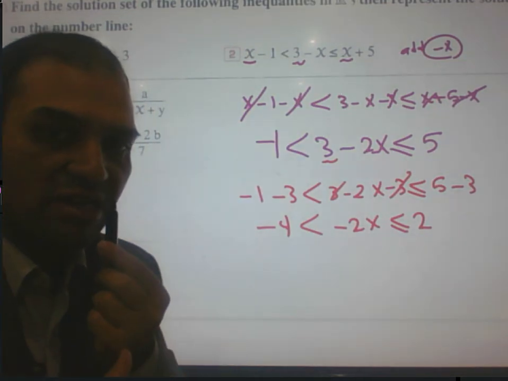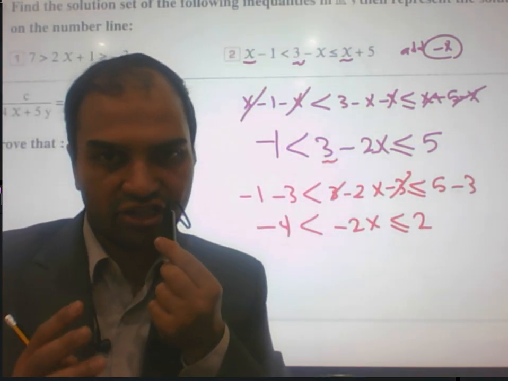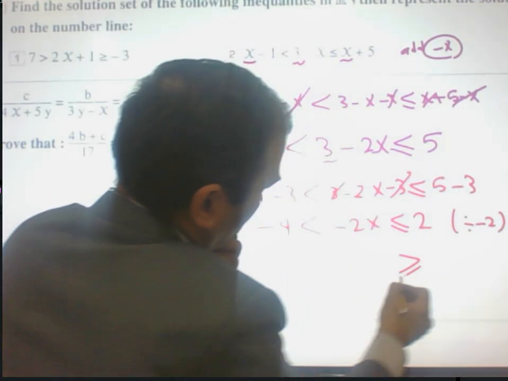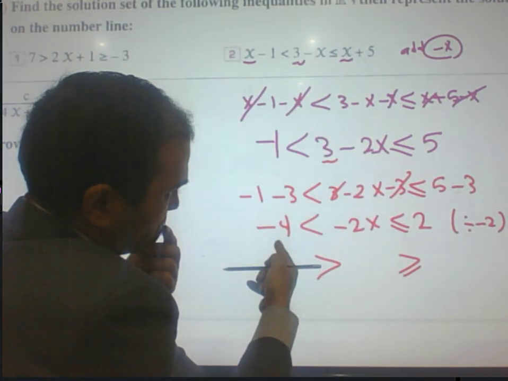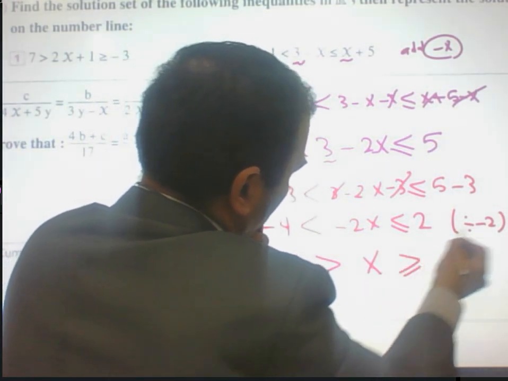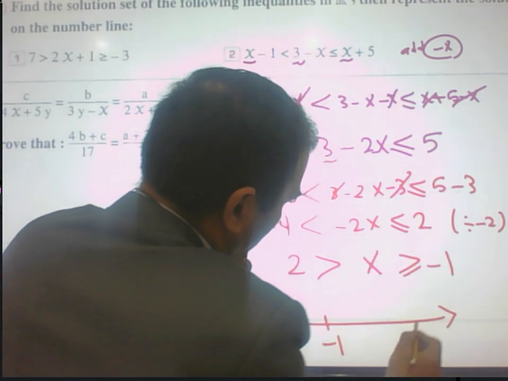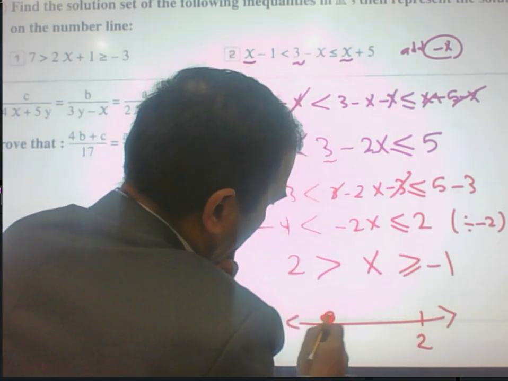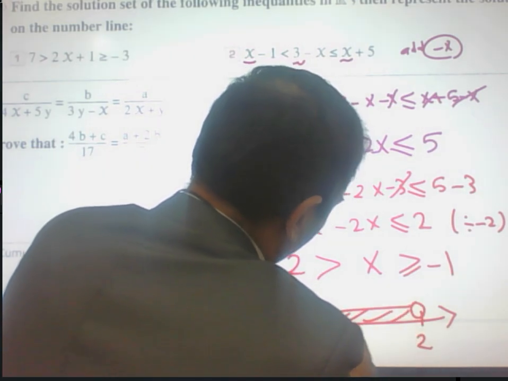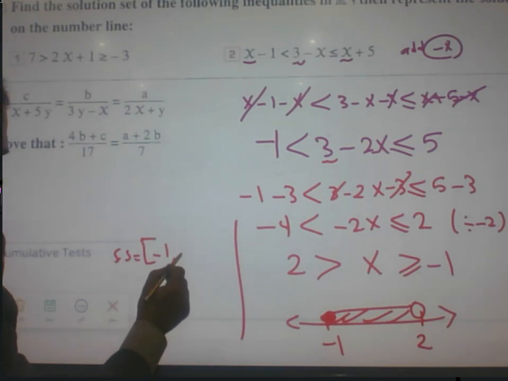Next step, you must divide by the coefficient of x. If you divide by a negative, you must reverse the direction of the inequality. Here, divide by negative 2 and change the direction of the inequality. Negative 4 divided by negative 2 equals 2, negative 2x divided by negative 2 equals x, and 2 divided by negative 2 is negative 1. Now I will draw a number line and write negative 1 to 2. Negative 1 is closed and 2 is open. The solution set will be from negative 1 to 2.